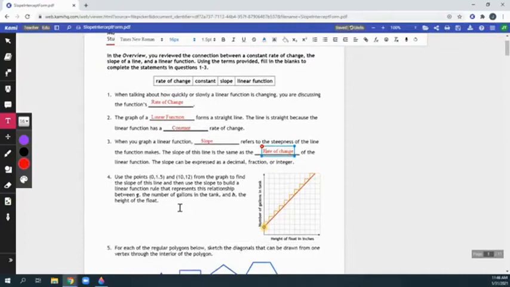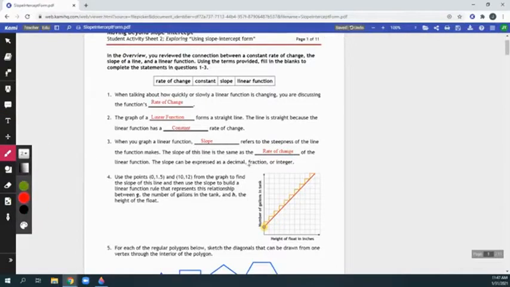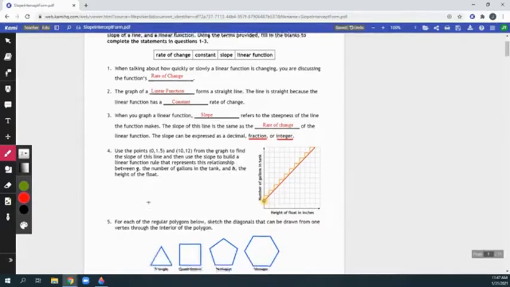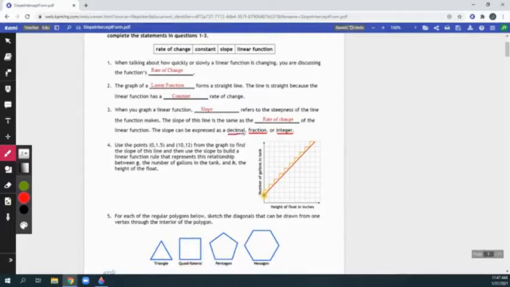All right. You can describe slope with a decimal, fraction, or an integer. I'm just going to tell you up front, fractions are our friends for slope. You can use the other ones, by all means. But generally speaking, we like fractions, unless they simplify to make an integer. Okay. But yes, they will also use decimals in this book, and we'll use that too. Decimals are just fractions with tens in them, when you really think about them. Okay, so use the points (0, 1.5) and (10, 12) to find the slope of this line. We've done this before.